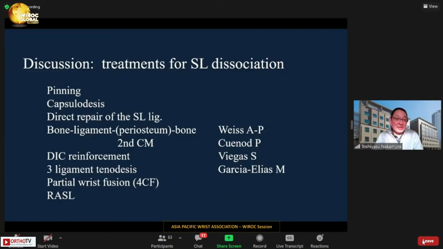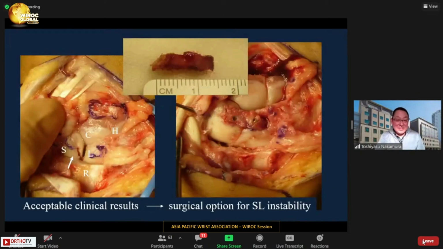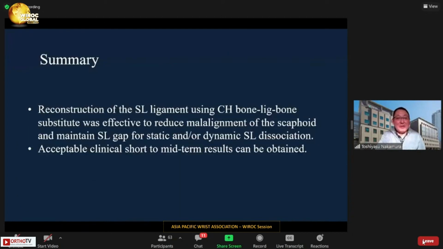The discussion shows that there are a variety of treatment options for SL ligament reconstruction. Bone-ligament-bone reconstruction is a good candidate for stage 3 and stage 4 scapholunate dissociation. It obtains an acceptable clinical result, so this is a promising procedure. In summary, reconstruction of the SL ligament using the capitate-hamate bone-ligament-bone was effective to reduce malalignment of the scaphoid and maintain the SL gap for static or dynamic SL dissociation.